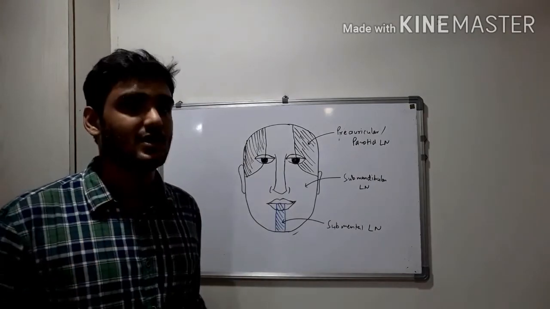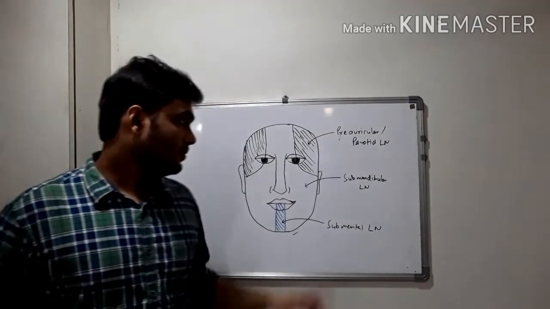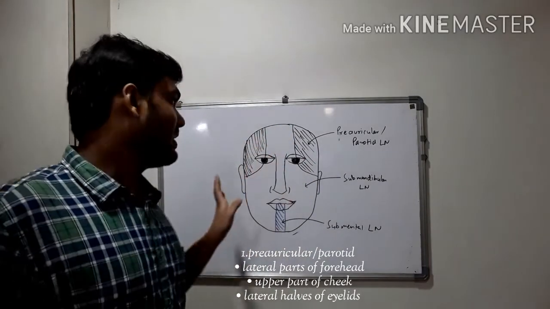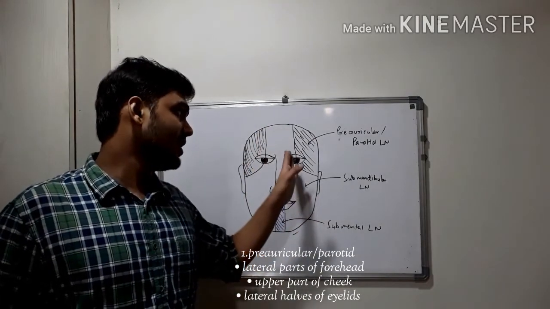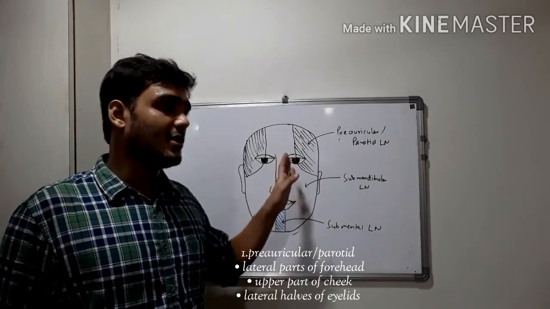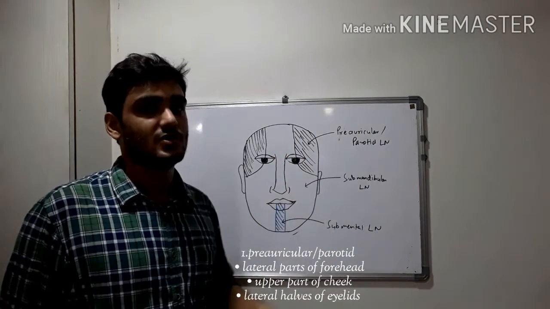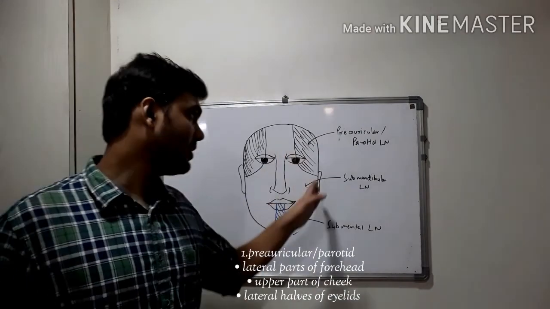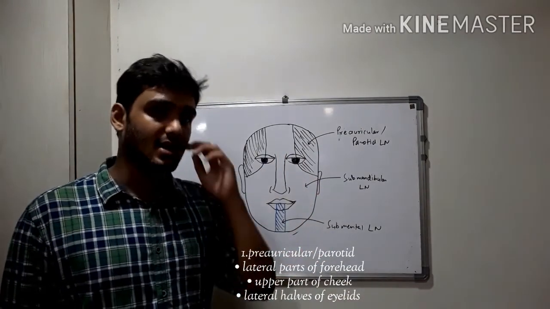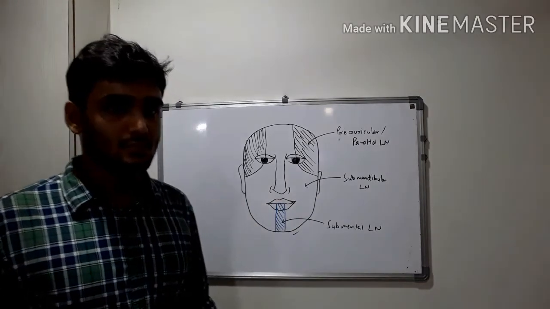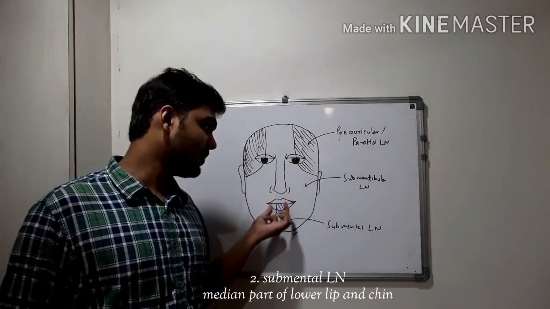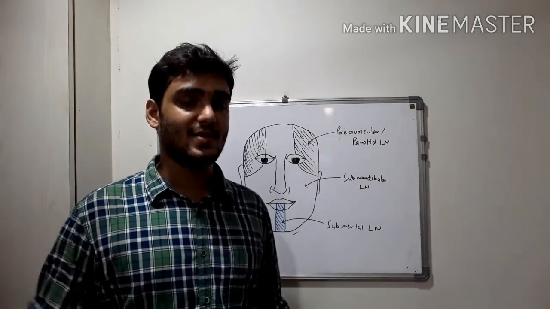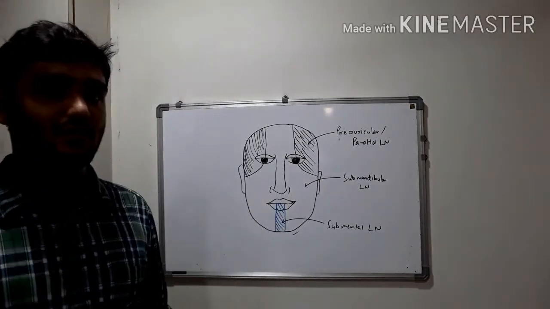So I'll show what I'm trying to say. The lateral halves of the forehead are drained by the preauricular lymph nodes, and also the lateral part of eyelids and the upper part of cheek. So these three parts are drained by the parotid or the preauricular lymph nodes, that is the lateral part of forehead, the lateral part of eyelids and the upper part of cheek. Then the submental lymph nodes drain the median part of the lower lip and the chin. So the entire remaining part is drained by the submandibular lymph nodes.